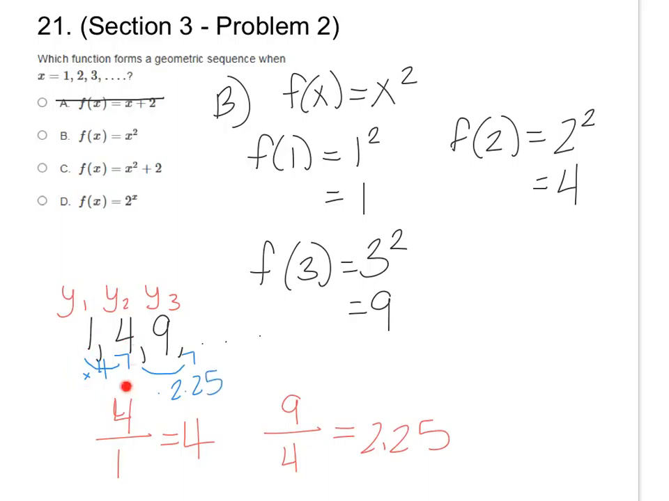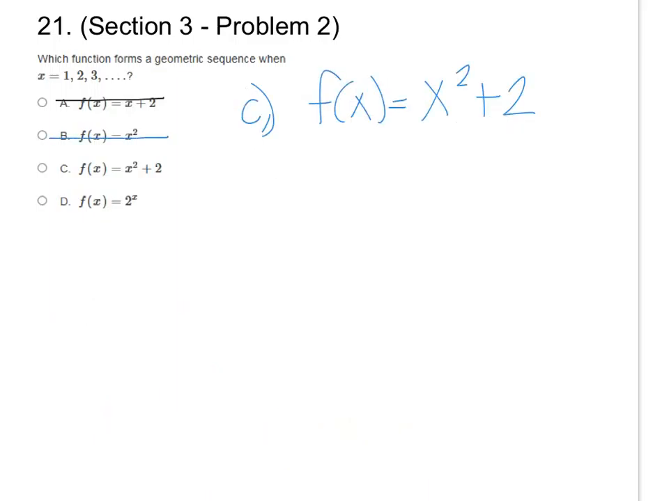So again, not a common ratio, right? I'm not multiplying by 4 and then multiplying by 4 again and then multiplying by 4 again. That would be geometric, right? When you're multiplying by the same ratio to get that next term in the sequence. So I know that letter B is also not geometric. So now I'll look at letter C.